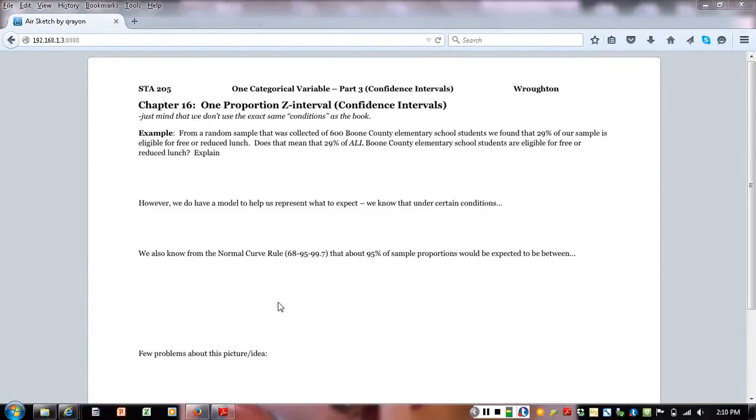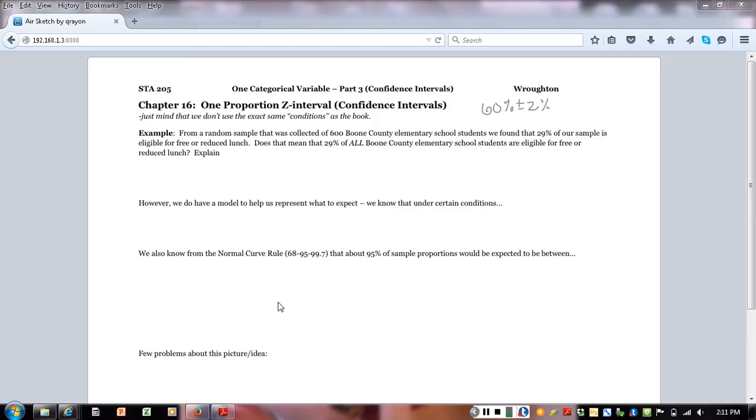Alright class, we're now in the one categorical variable part 3 notes. We're going to talk about something called confidence intervals here. And although maybe you've never heard the term of a confidence interval before, you've probably actually seen a confidence interval. If you've ever seen survey results reported as 60% plus or minus 2%, you might have seen something that looked like this. That is actually a confidence interval.